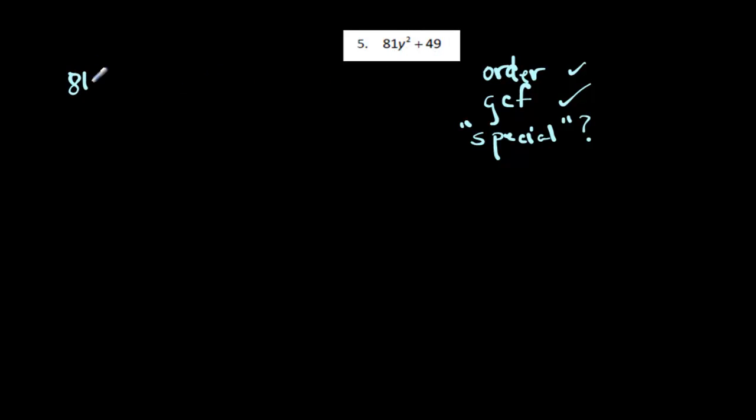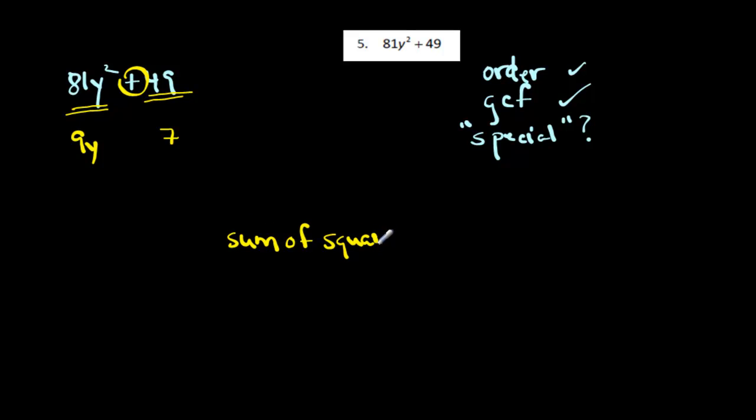The 81y squared is a perfect square. That's 9y. This is a perfect square. It's 7 squared. But it's not a difference of squares. It's a sum of squares. Whenever you have a sum of squares, it's going to be prime.